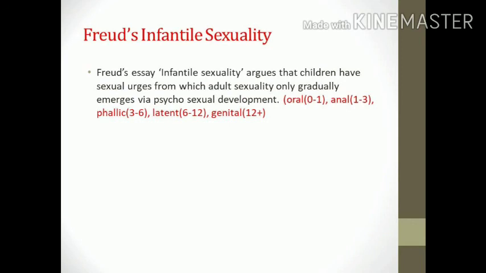First one, oral, that is from birth to 1 year. And second one, anal, that is from 1 to 3. And third one, phallic, that is 3 to 6. And latent, that is 6 to 12. And genital, that is 12 plus. The part associated with each stage serves as a source of pleasure. For example, Freud felt that the sucking activity observed in infants should be considered the prototype of all sexual gratification.